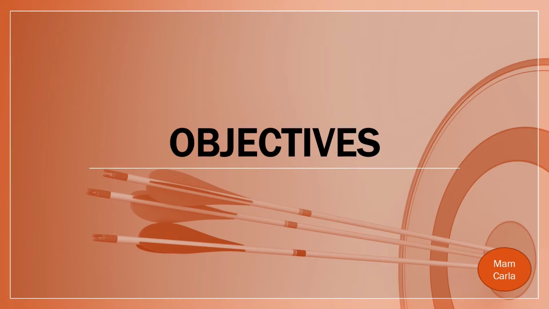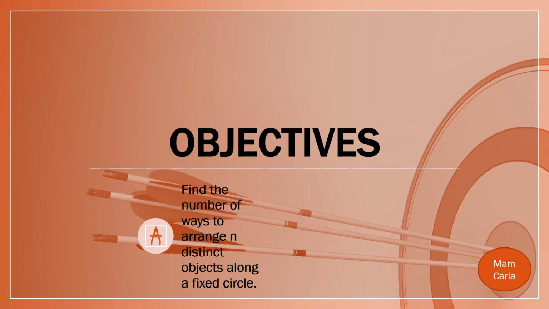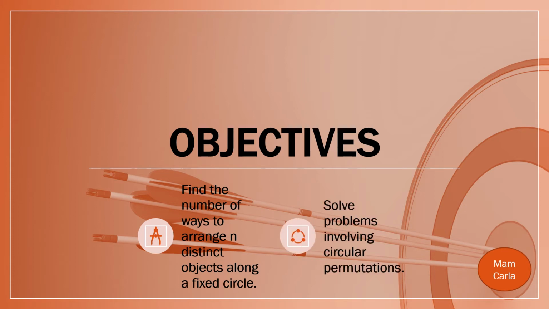We have the following objectives for today's lesson. Find the number of ways to arrange n distinct objects along a fixed circle and solve problems involving circular permutations.